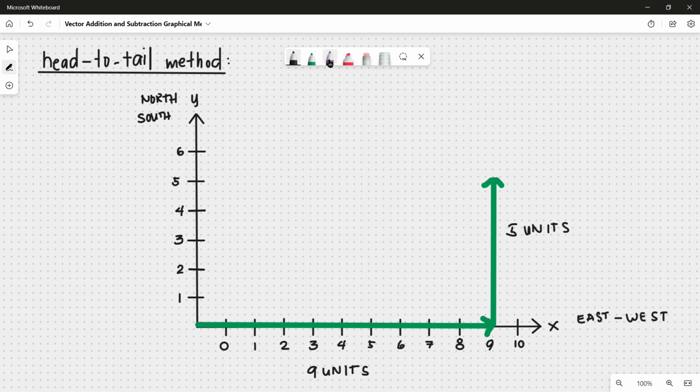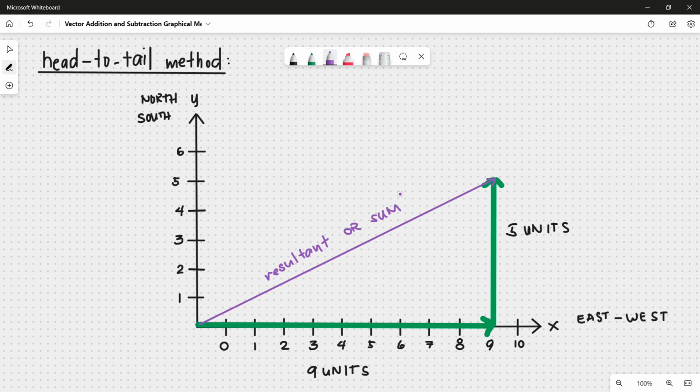If there are more than 2 vectors, continue to add the vectors head to tail as described in step 2. In this example, we have only 2 vectors, so we have finished placing the arrows tip to tail. Draw an arrow from the tail of the first vector to the head of the last vector, as shown. This is the resultant, or the sum of the vectors.